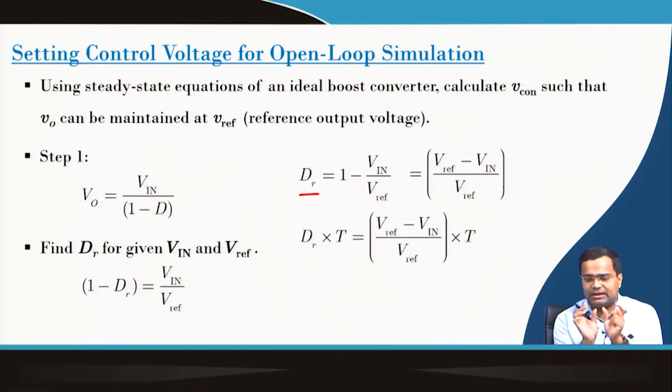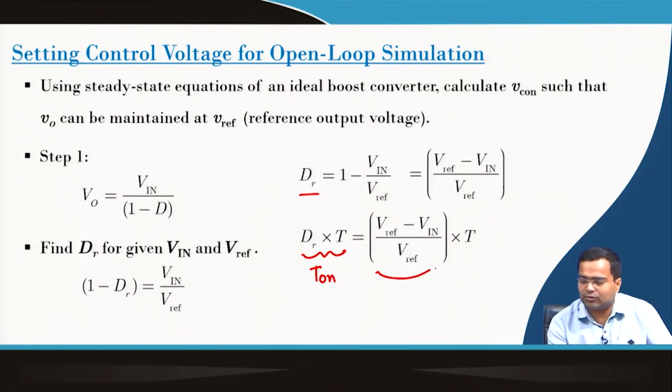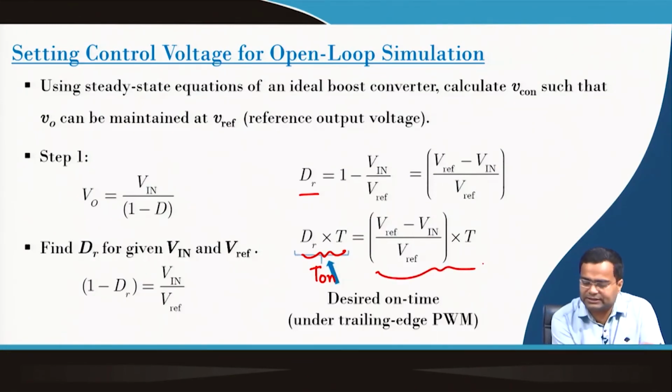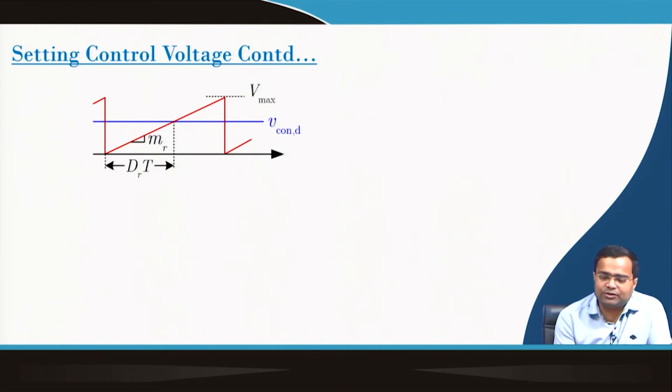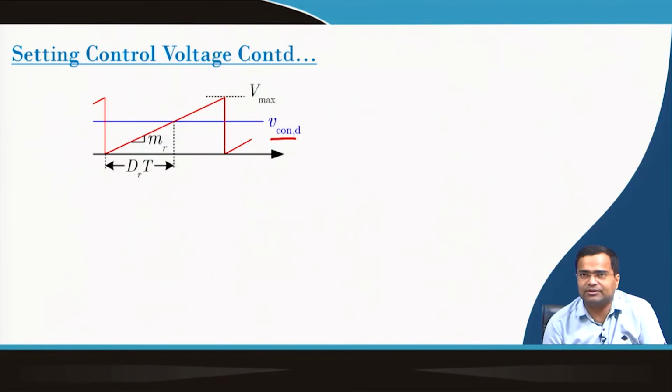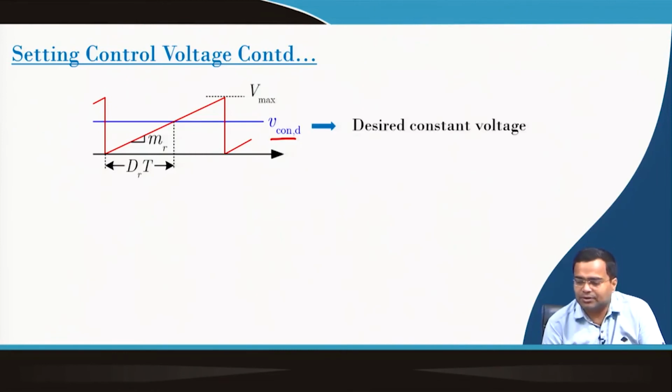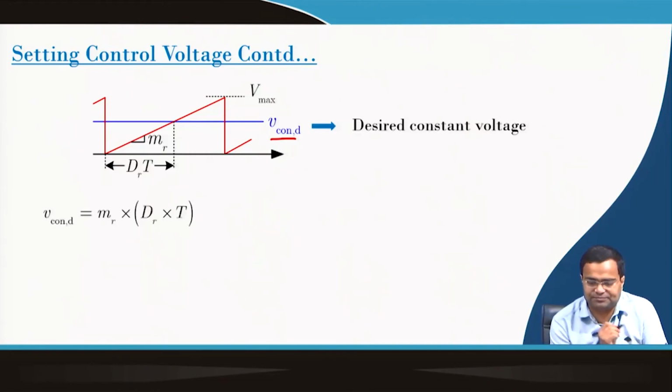Now, if we multiply this dr by T, that means the on time, this is my T on time, this is nothing but the desired on time under trailing edge PWM. Now, we need to set the control voltage. What is my desired control voltage? V con D, desired, which is a constant.